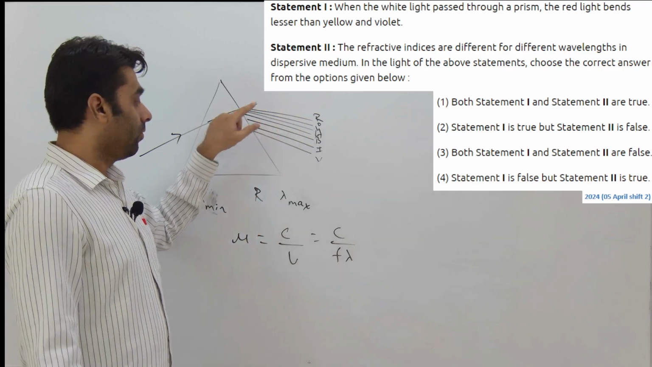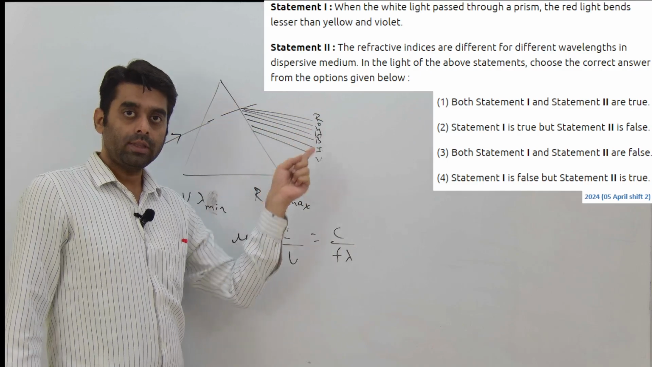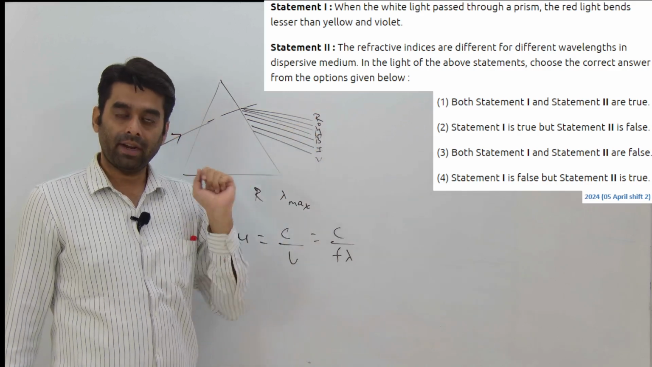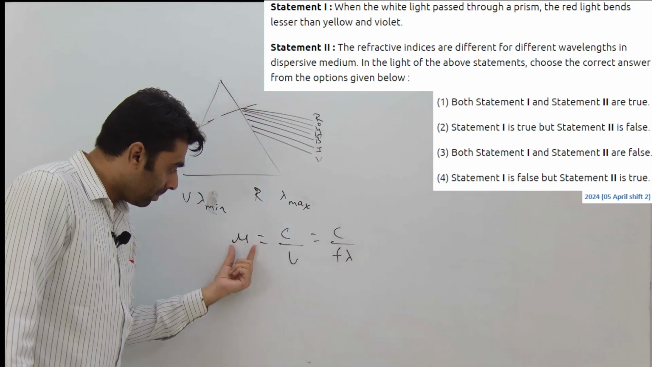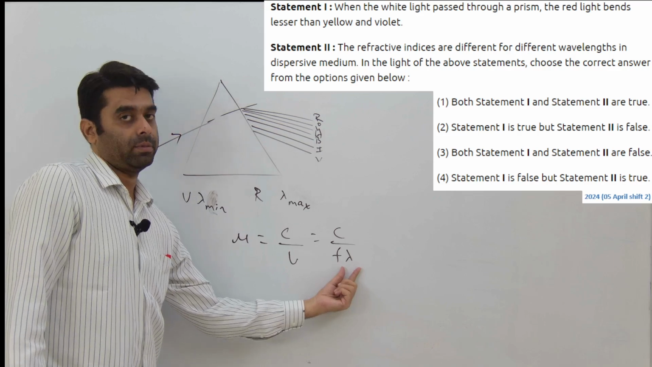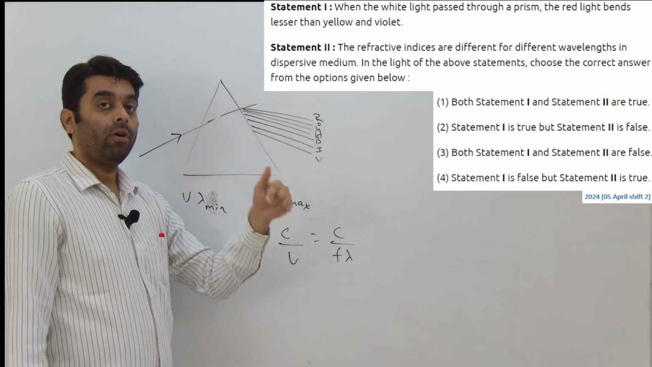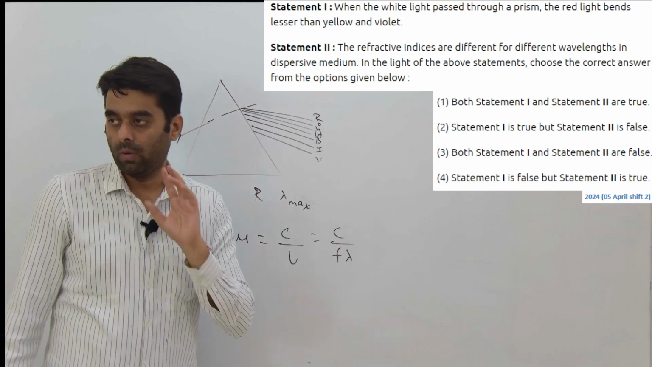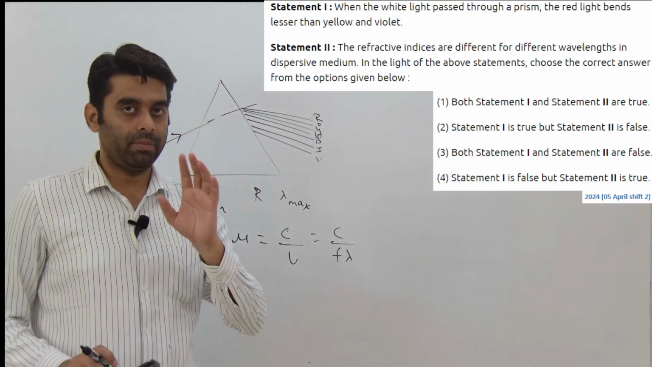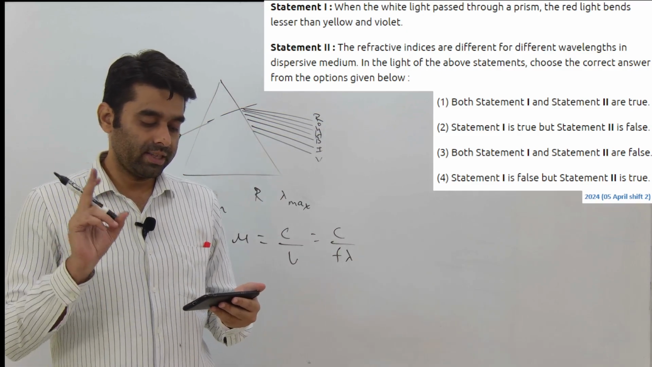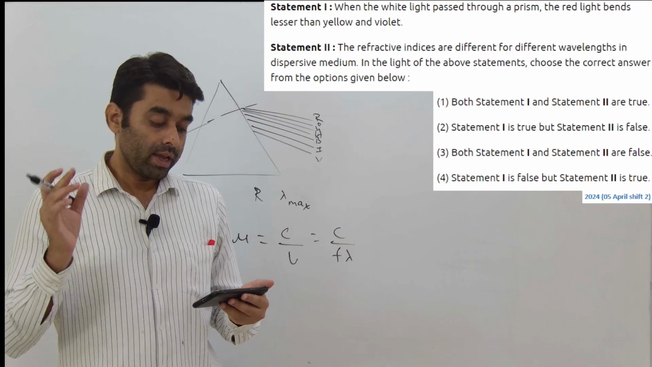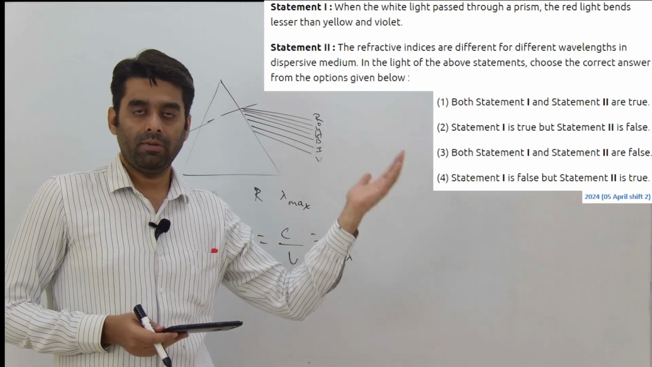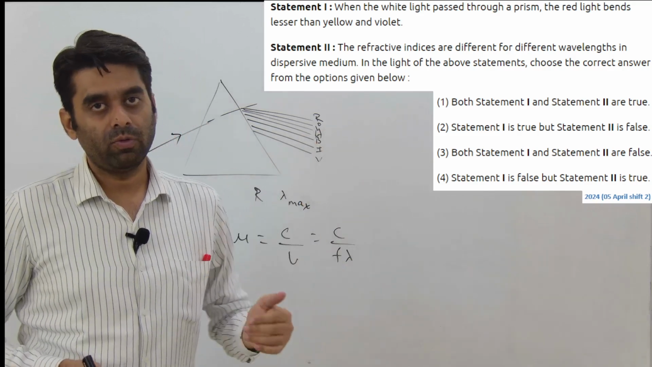That is the reason for all these 7 colors, the refractive index is different, and refractive index is minimum for red because its wavelength is maximum. And since mu is minimum for red, the bending for red is minimum. So statement 1 is correct. Statement 2, the refractive indices are different for different wavelengths. Yes, it is true in a dispersive medium. In the light of the above statements, choose the correct answer. I think statement 1 and statement 2 both are correct, right? Let's move to the next question.